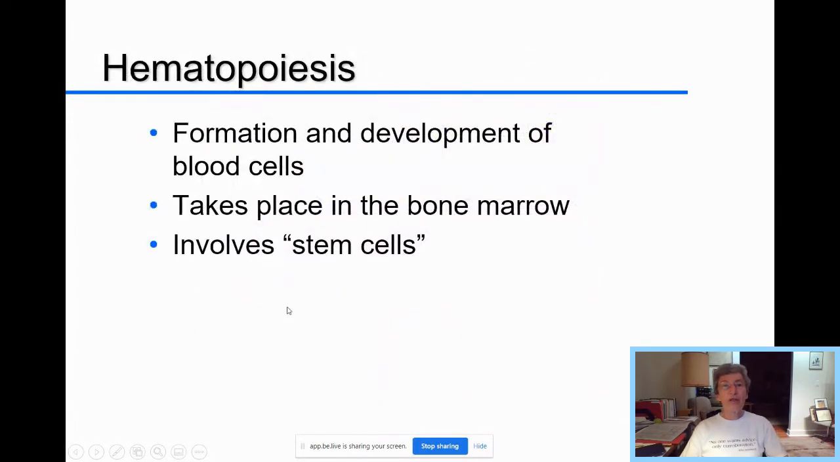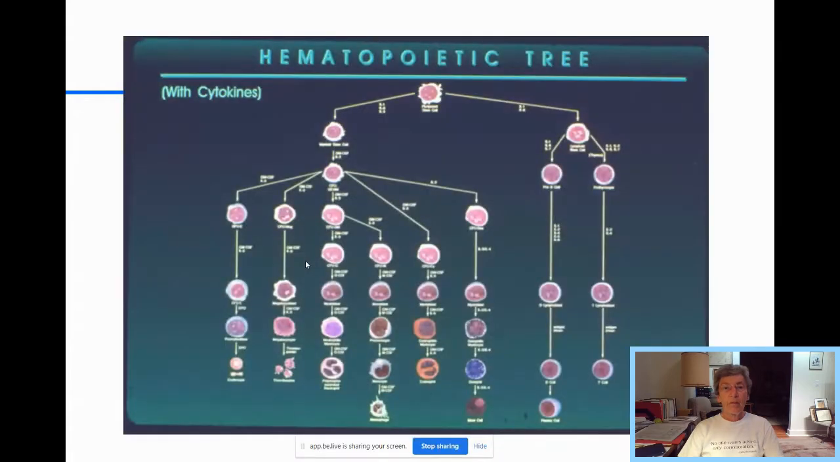So hematopoiesis is hard to spell and even harder to say, but it's the study of the formation and development of blood cells. It takes place in the bone marrow, and it involves stem cells. This is what we call the hematopoietic tree, where you start with a pluripotent stem cell, which, as it matures, makes a couple of decisions.